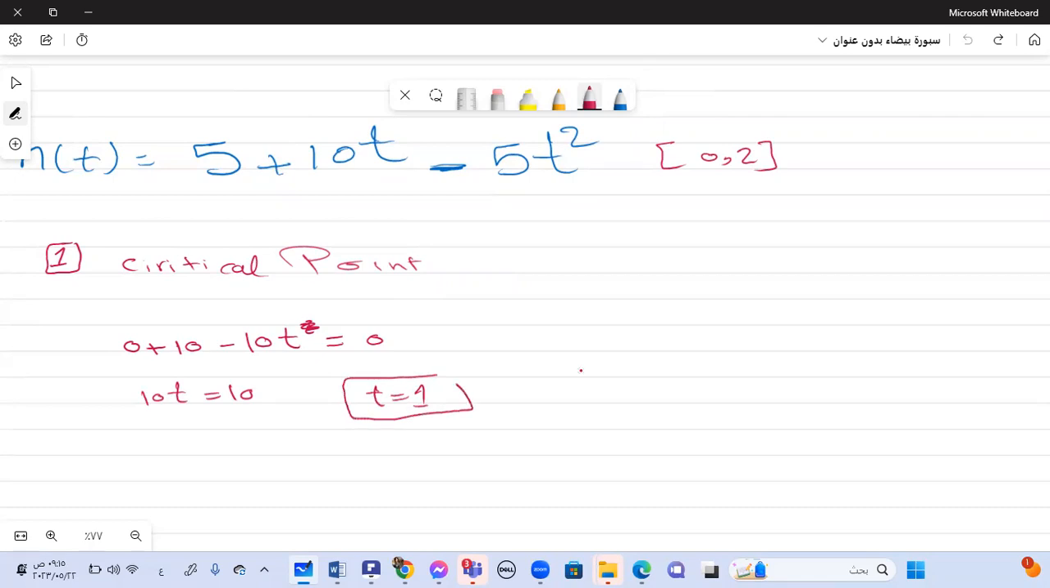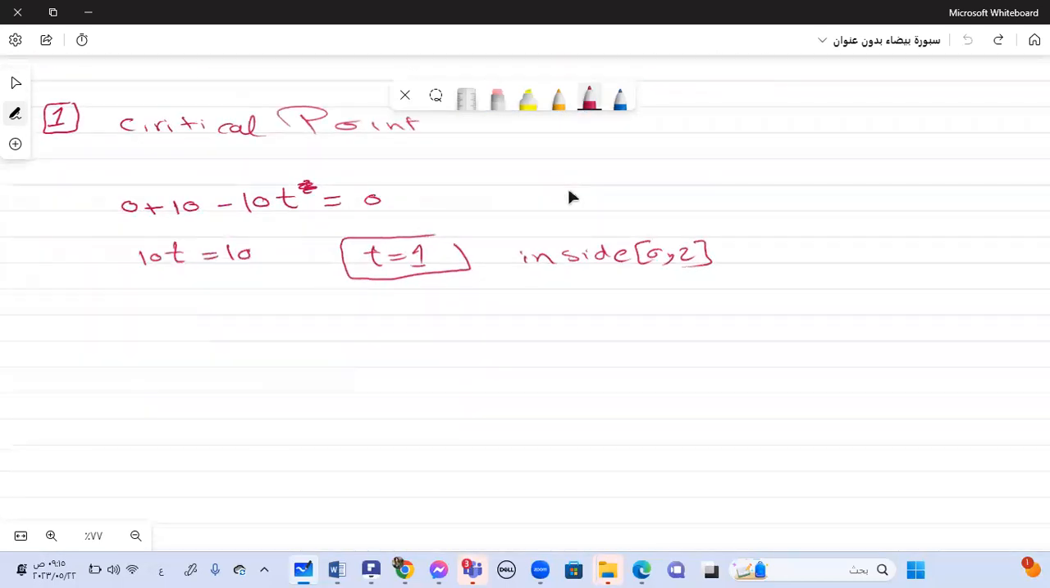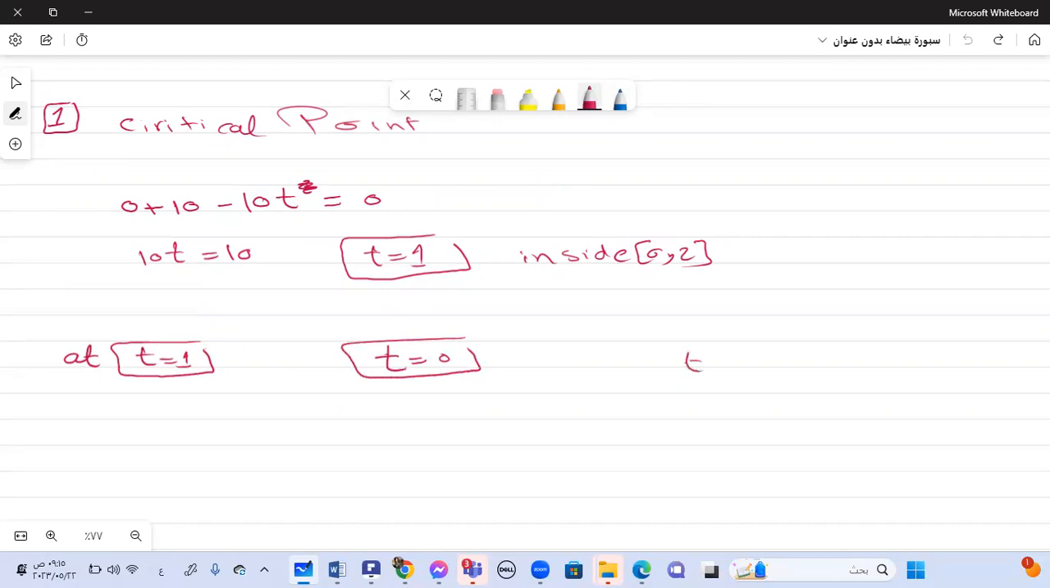Is the critical point inside or not inside? Inside. Write it like that: inside 0 and 2. Since I wrote that it is inside, I need to substitute at t equals 1, at t equals 0, and at t equals 2, and determine which is the maximum and minimum. Substitute in which equation? In the original equation, not the derivative.